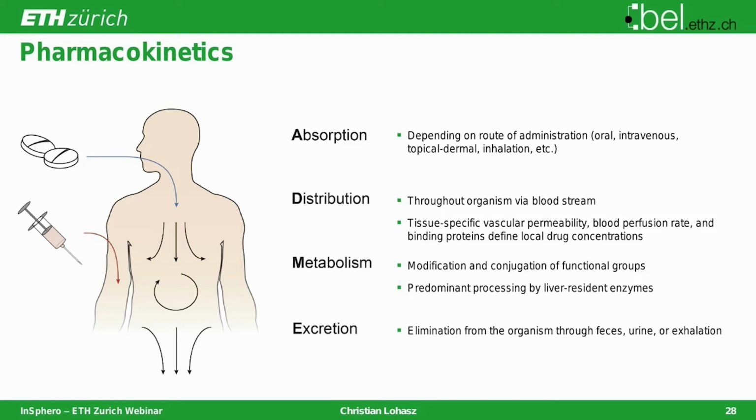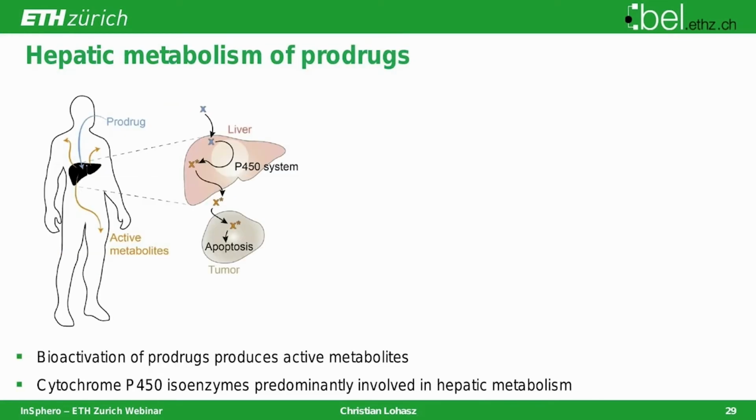I now want to focus a bit more closely on the metabolism and especially in the context of prodrugs. Prodrugs are drugs that, upon entering the human body, need to undergo metabolization before they can be efficient or effective. Here, our prodrug indicated in blue enters the body and is metabolized in the first step in the liver, and more specifically by the cytochrome P450 isoenzyme family. The resulting metabolites, now indicated in orange, are then distributed again throughout the body before they can act on the target tissue, which in our proof of concept study was the tumor tissue.